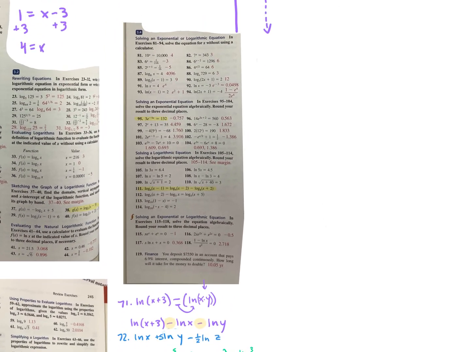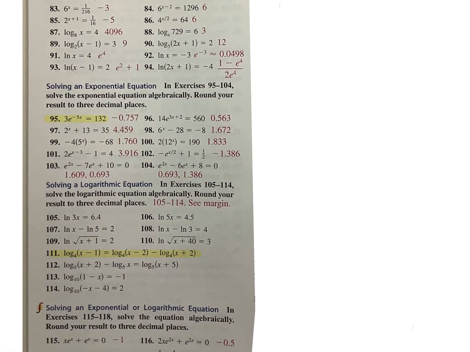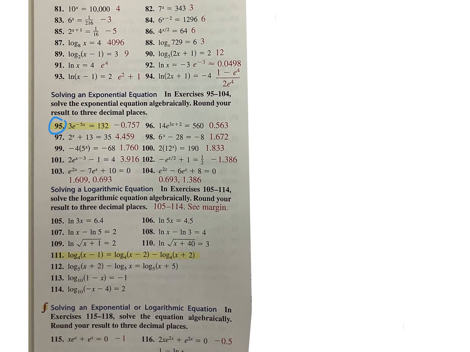All right, let's take a look at 95 also. So here we're solving. So I have 3e to the power of negative 5x is equal to 132. You always want to get that e, or whatever the number is with the x and the exponent, or if it was a log or ln, you want to get that all by itself. So first thing you want to do is divide by 3. So this is e to the power of negative 5x is equal to 132 divided by 3, which is 44.